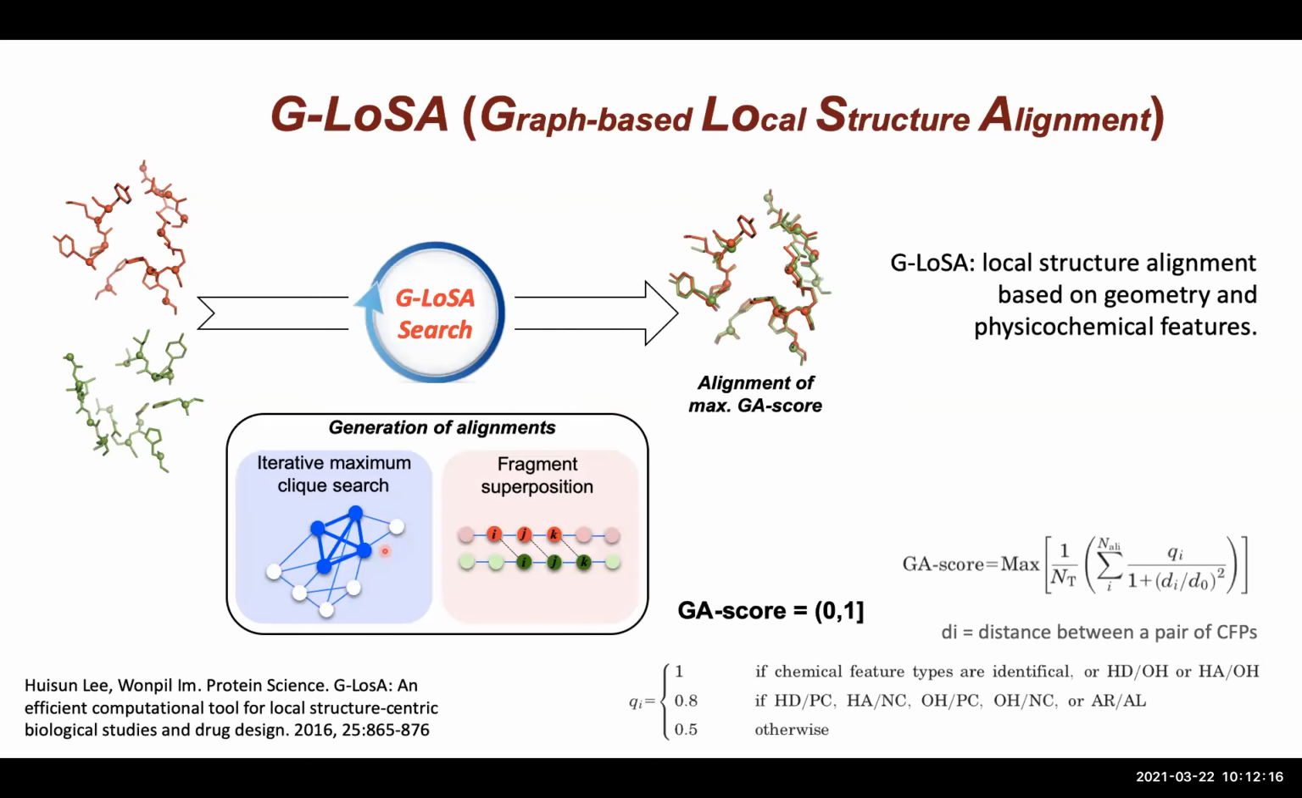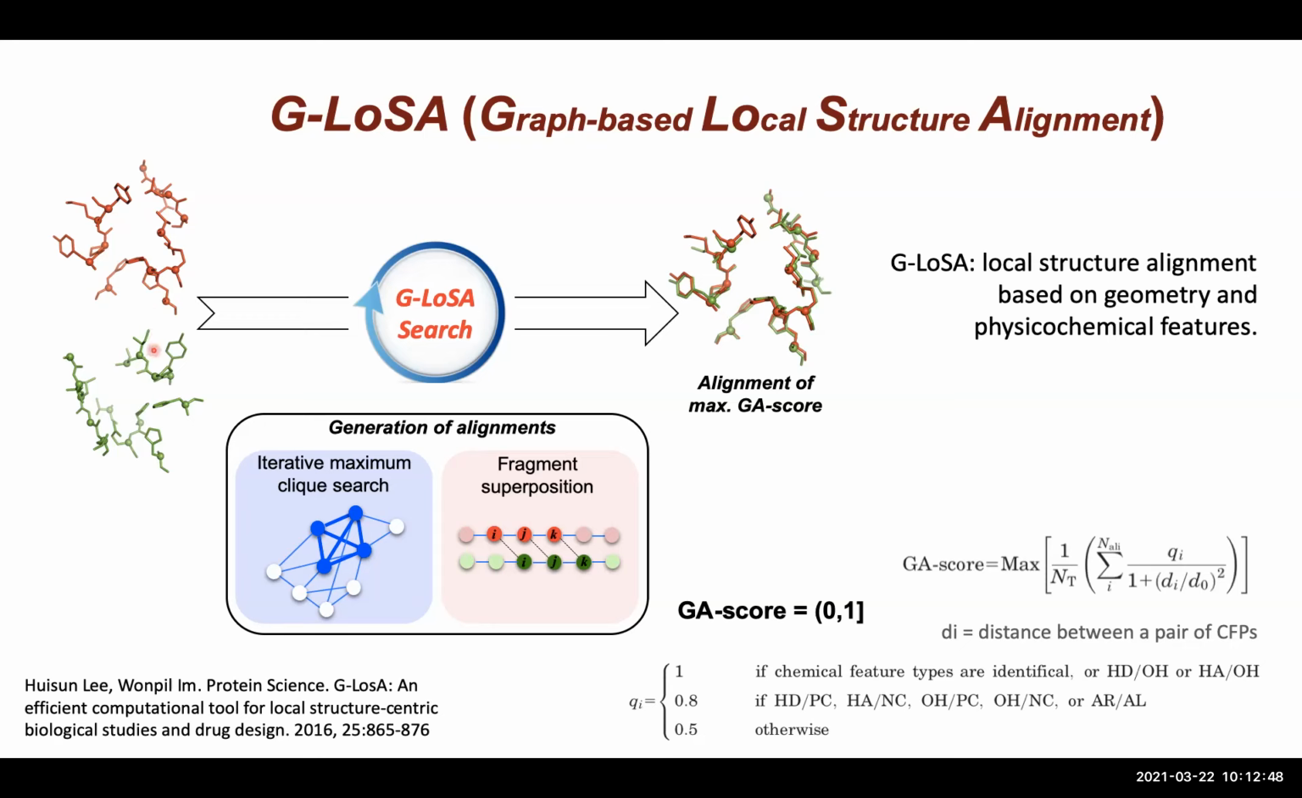So GeoLoSA stands for graph-based local structure alignment. It is a local structure alignment that's based on geometry and physical chemical features of the ligand binding site. This tool was developed in our lab. What it does is that if you see these two structures on the graph, you have two ligand binding site structures, one in green and one in red.